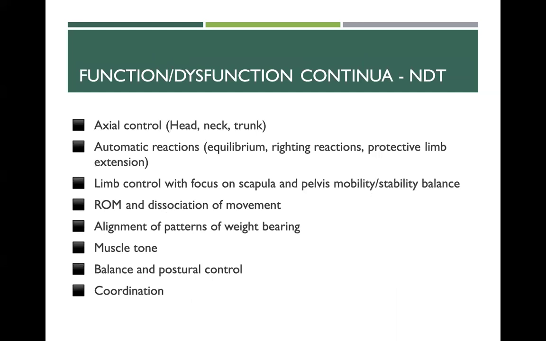Okay, then we're looking at function and dysfunction continua in regards to the NDT. So we're looking at axial control, so the head, neck, and trunk control. These are key handling points of control. So think proximal like the scapula, the pelvis, the sternum, and the head. We're also looking at automatic reactions. So the idea of equilibrium, righting reactions, protective limb extension, those type of things. That's a developmental progression. We're looking at limb control with a focus on the scapula and pelvis mobility and stability in regards to balance. So kind of the points of control.